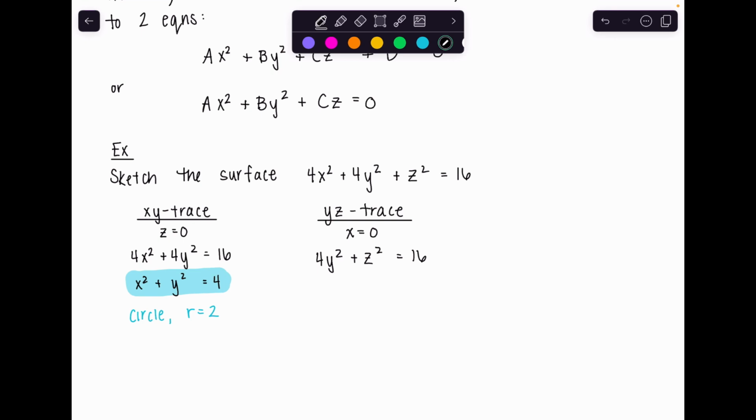And here, because I have a different constant in front of the y and the z, this isn't going to be a circle. Instead, it's going to be an ellipse. And for an ellipse, I always want 1 on this side, because remember, the component underneath tells me how much to move in each direction. So dividing by 16 gives us y squared over 4 plus z squared over 16 equals 1. So this is an ellipse.